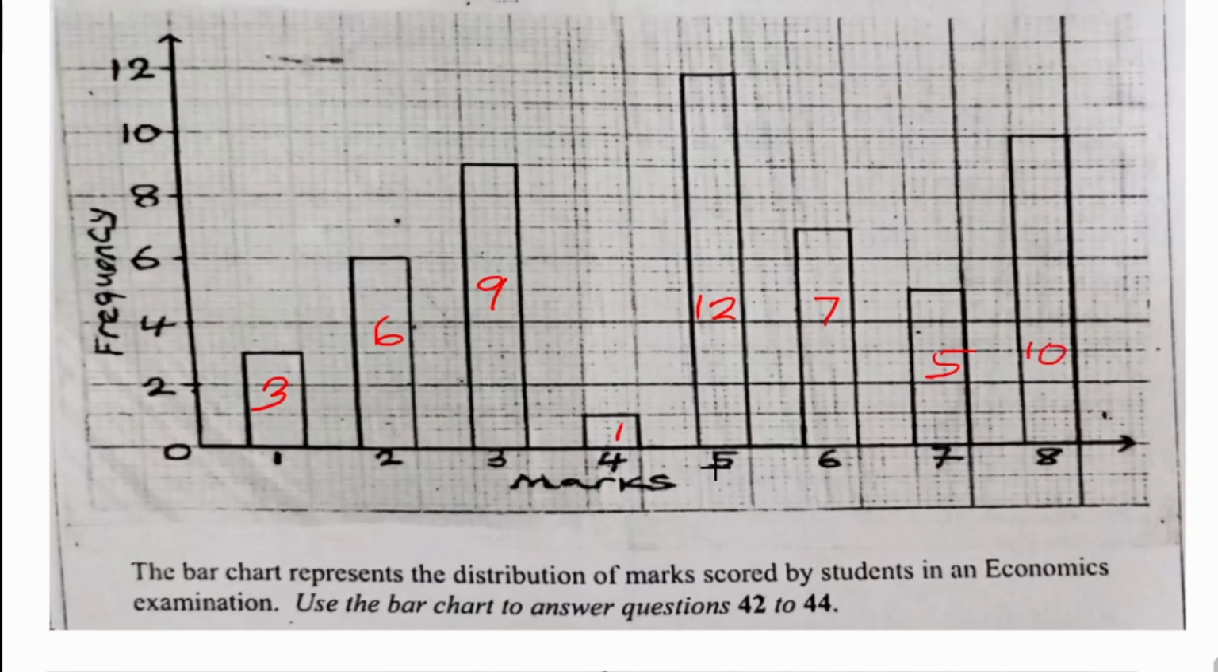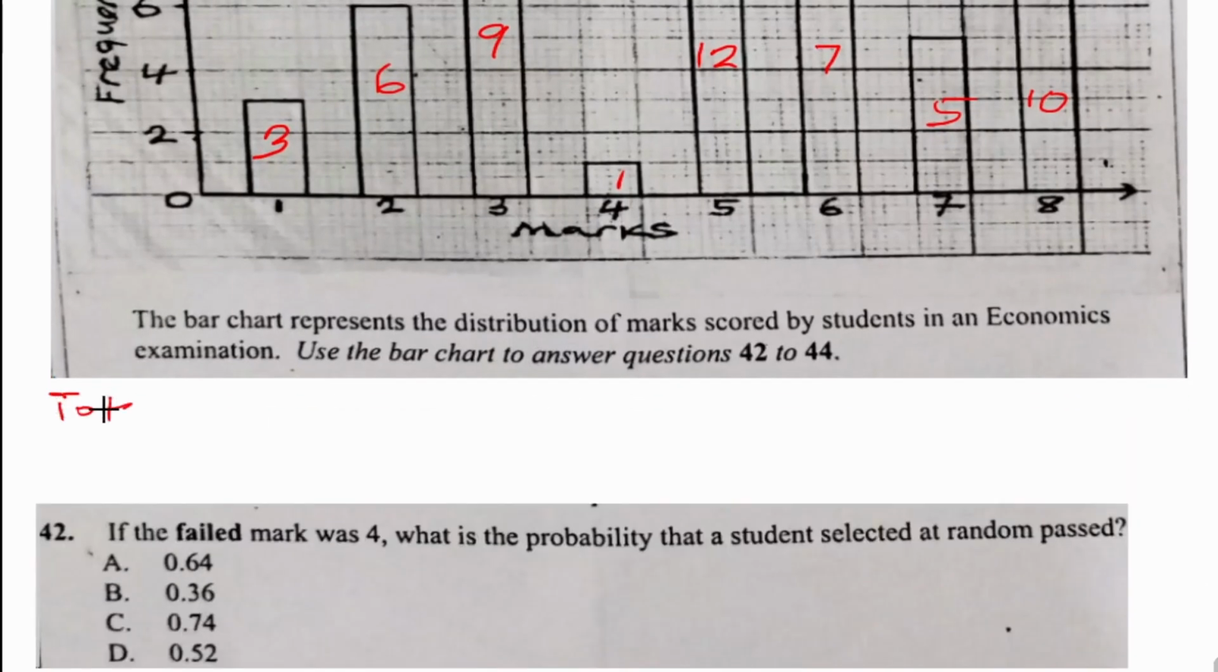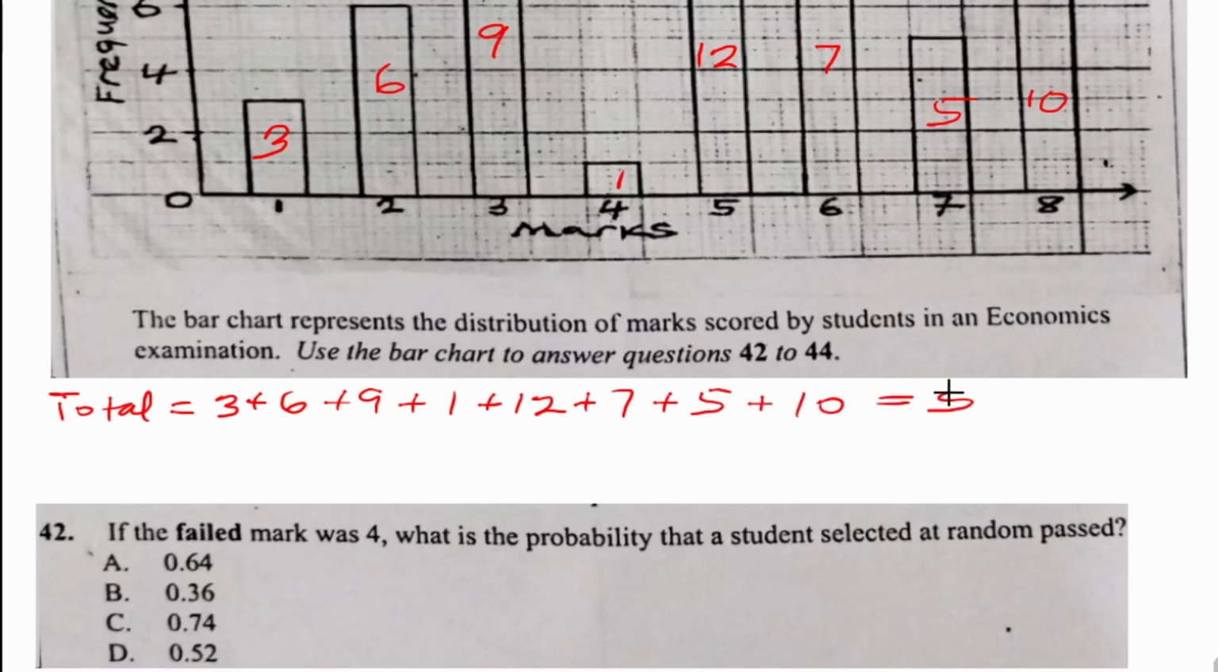So when we put all of these together, we'll be able to get the total number of students who took the examination. So let's do that quickly. And this gives us 53. And if the pass mark was 4, that means that those who scored 1, 2, 3, and 4 have failed, and all of these students have passed.